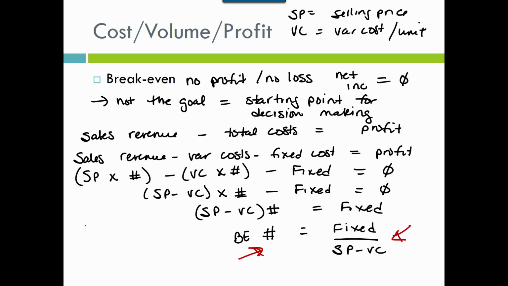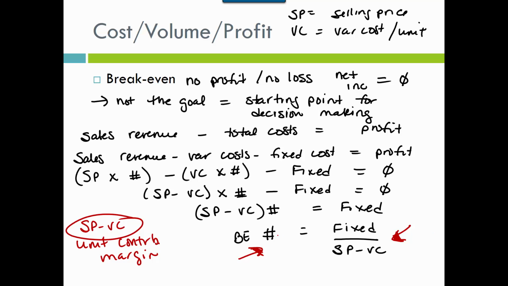Also, this thing right here, this selling price minus variable cost per unit, is my unit contribution margin, UCM. Very important right here. And this equation right here, both of these are kind of foundations to what we do in this chapter.